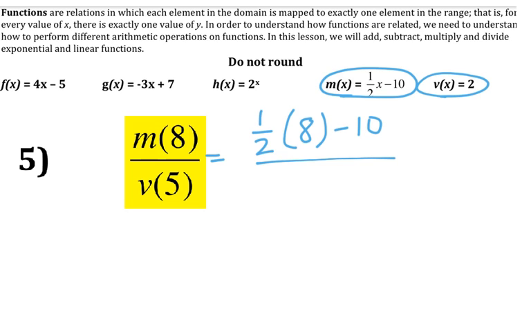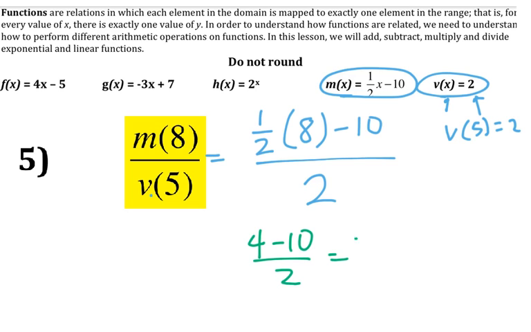And then v of 5, we're going to put 5 in for x right here, but we look and there's no x. V of 5 is equal to 2, no matter what. What that really is, by the way, is just the same thing as saying y equals 2. It's just a line. It doesn't matter what the input is. The output's always 2. So this one is easier because I'm just going to have a 2 in my denominator. So the top part of this, 1/2 of 8 is 4 minus 10. And so that's going to be negative 6 over 2, which is negative 3.